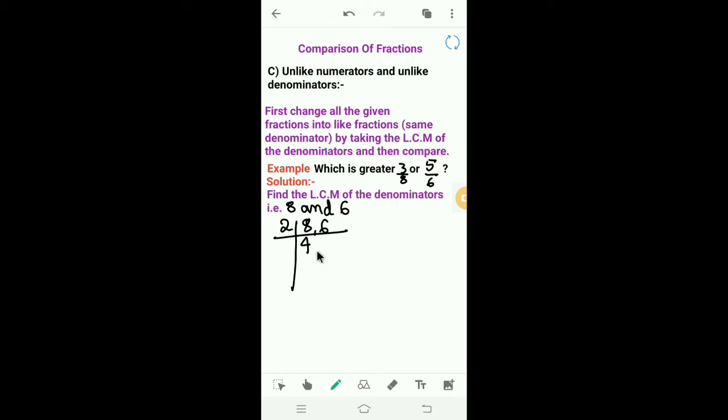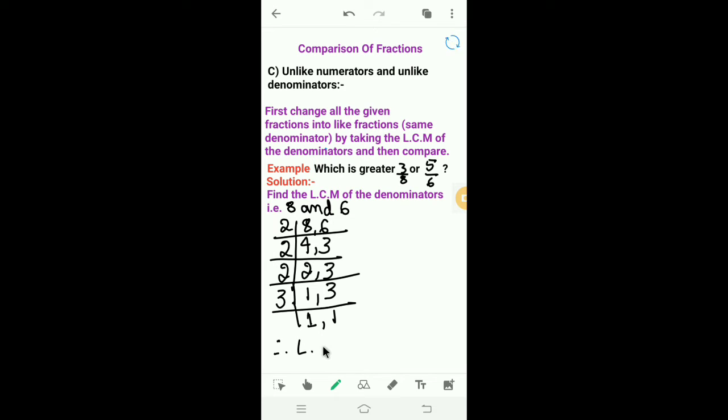2 4s are 8, 2 3s are 6. Again I will take 2, 2 2s are 4 and write 3 as it is. Again I will take 2, 2 1s are 2 and 3 as it is. Next I will take 3, 1 as it is, 3 1s are 3.